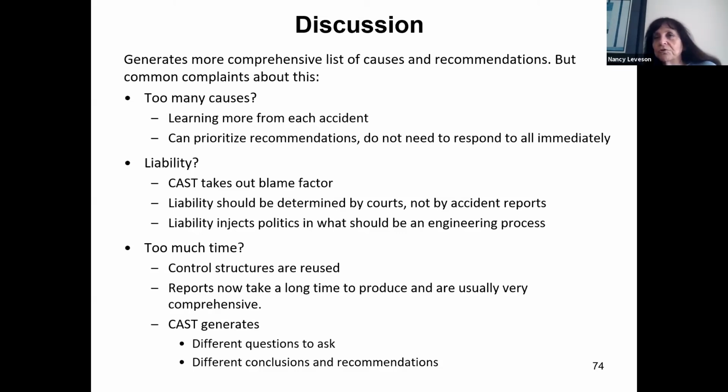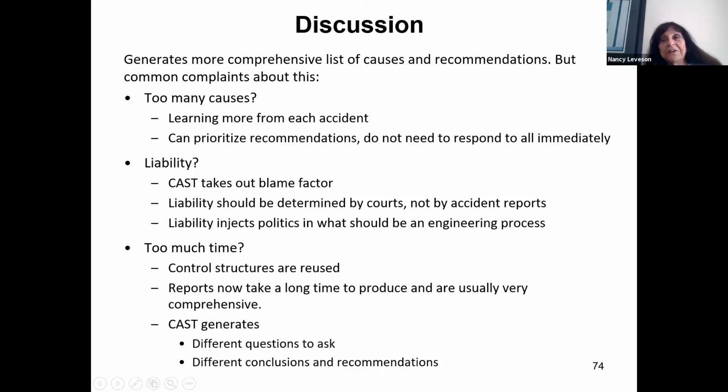First of all, the control structures are reused. We don't come up with a new control structure each time. The reports now take a long time to produce in industries that do a good job, like aviation. I mean, it can take a year, 2 years. We haven't gotten the Boeing 737 MAX report yet, the official report. They're usually very comprehensive anyway.